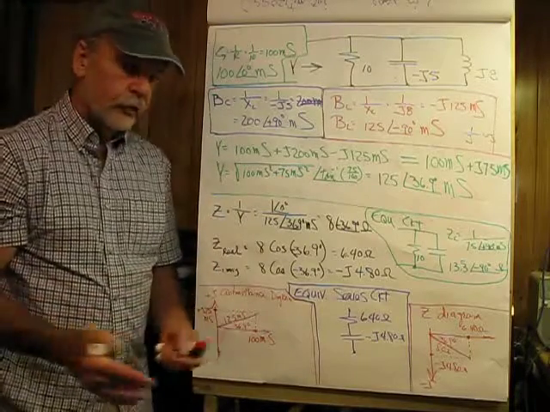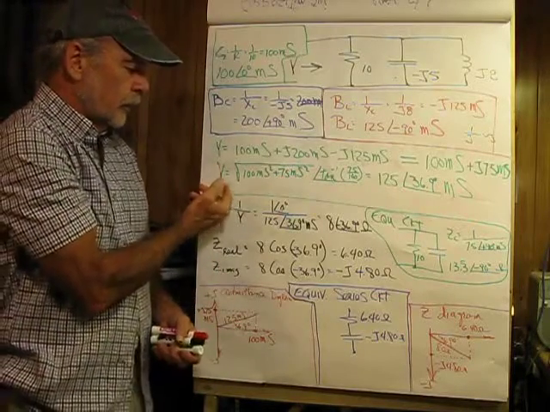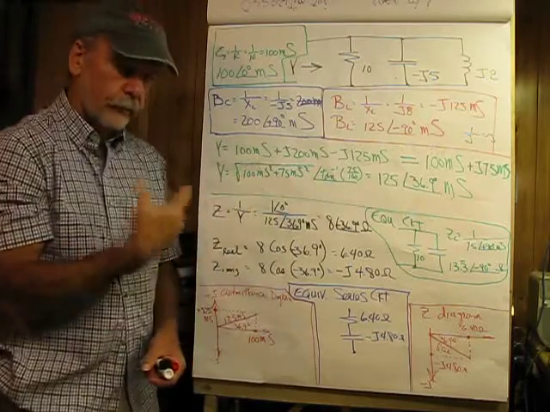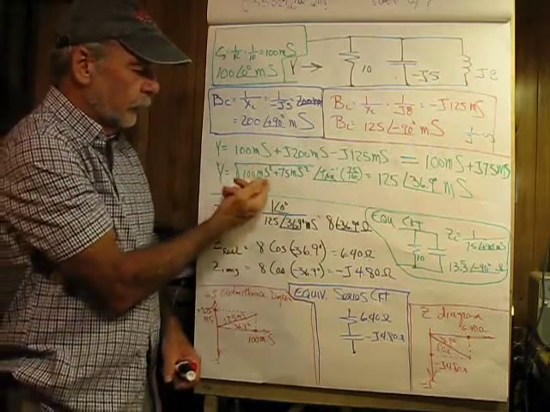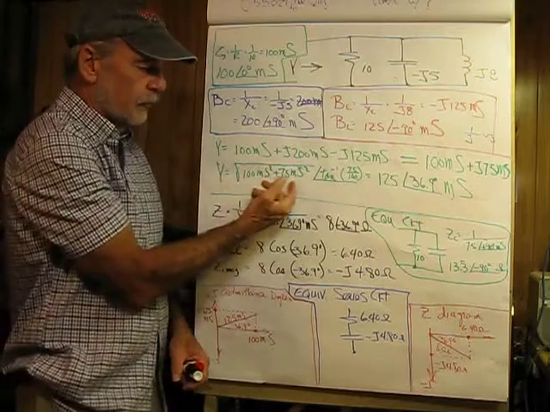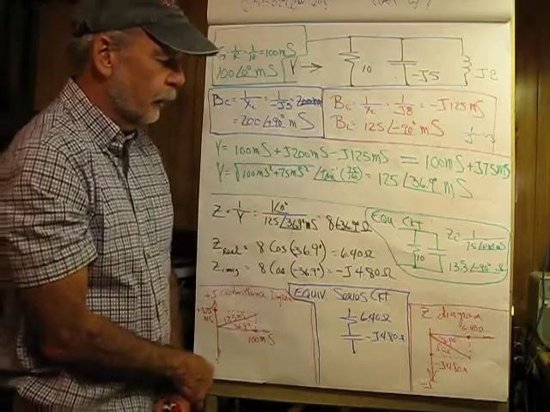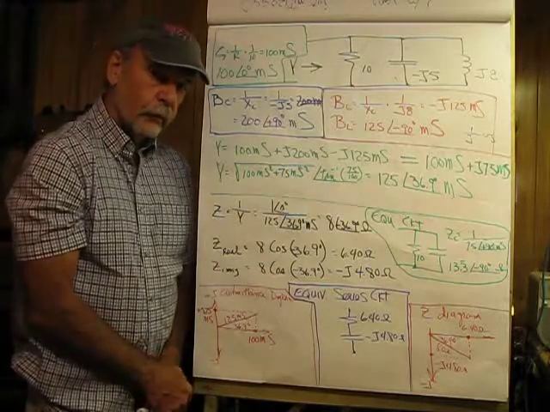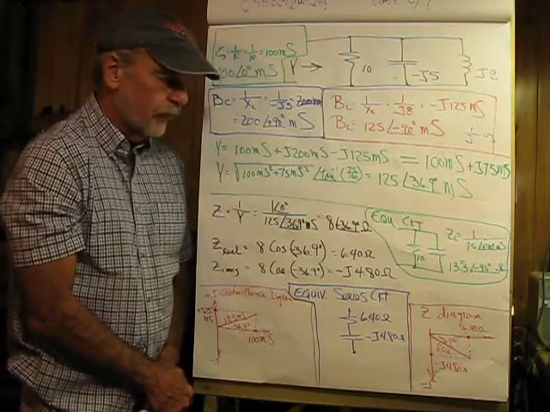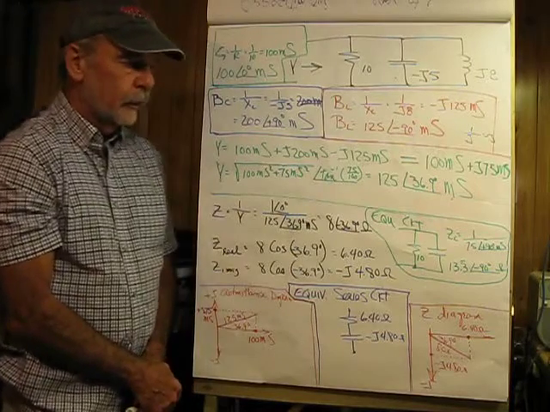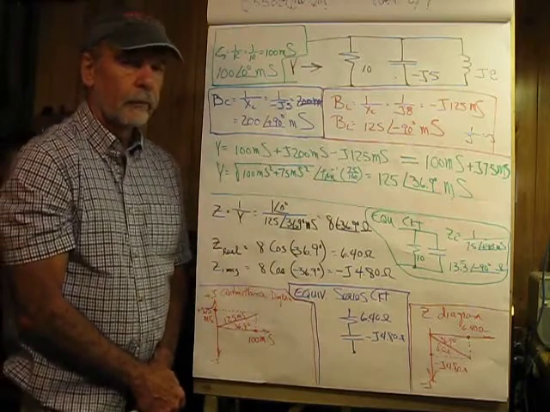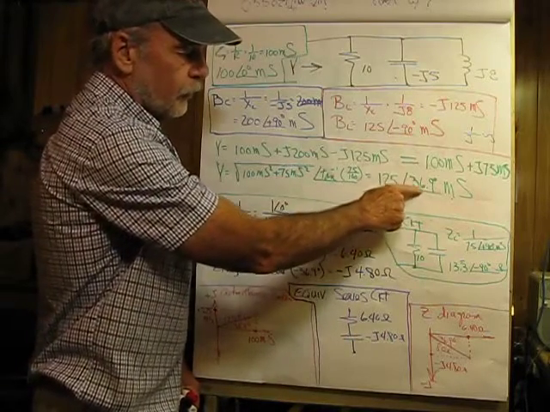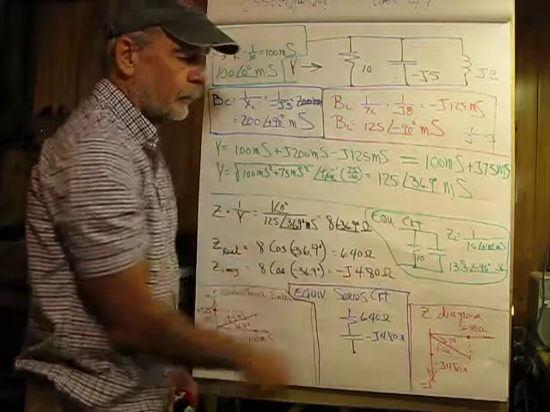So business as usual. The admittance is equal to the square root of the resistive component, or the conductive component more correctly, 100 millisiemens squared plus 75 millisiemens squared, and the angle is going to be the inverse tangent of 75 over 100, and what that gives us in polar form is 125 at plus 36.9 degrees millisiemens.